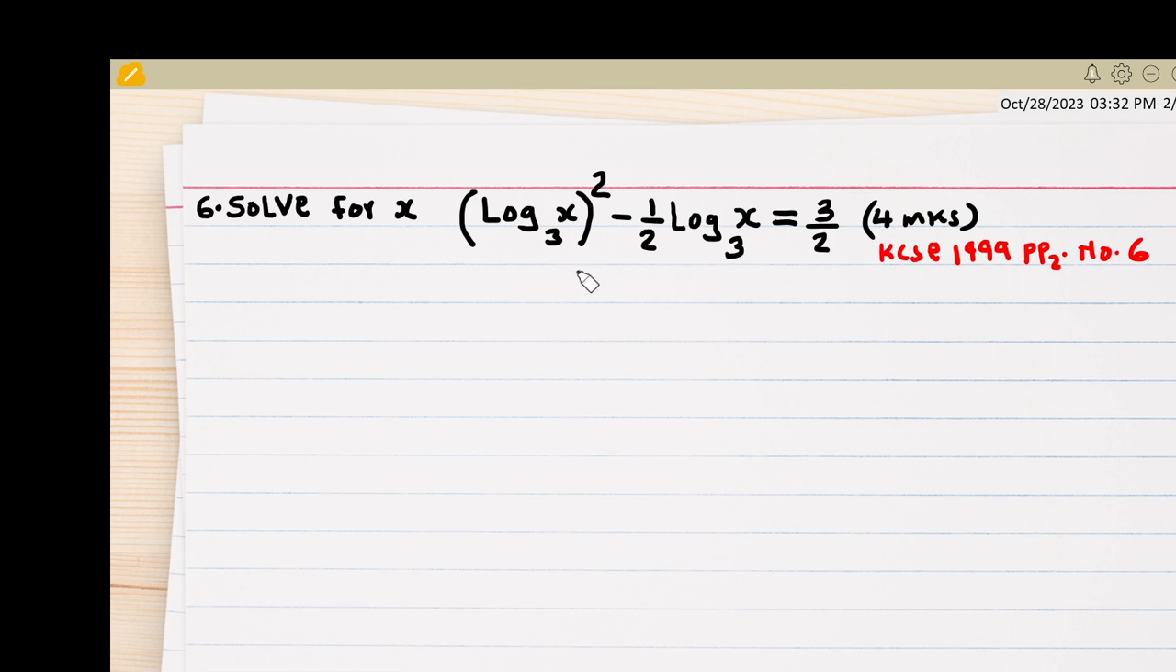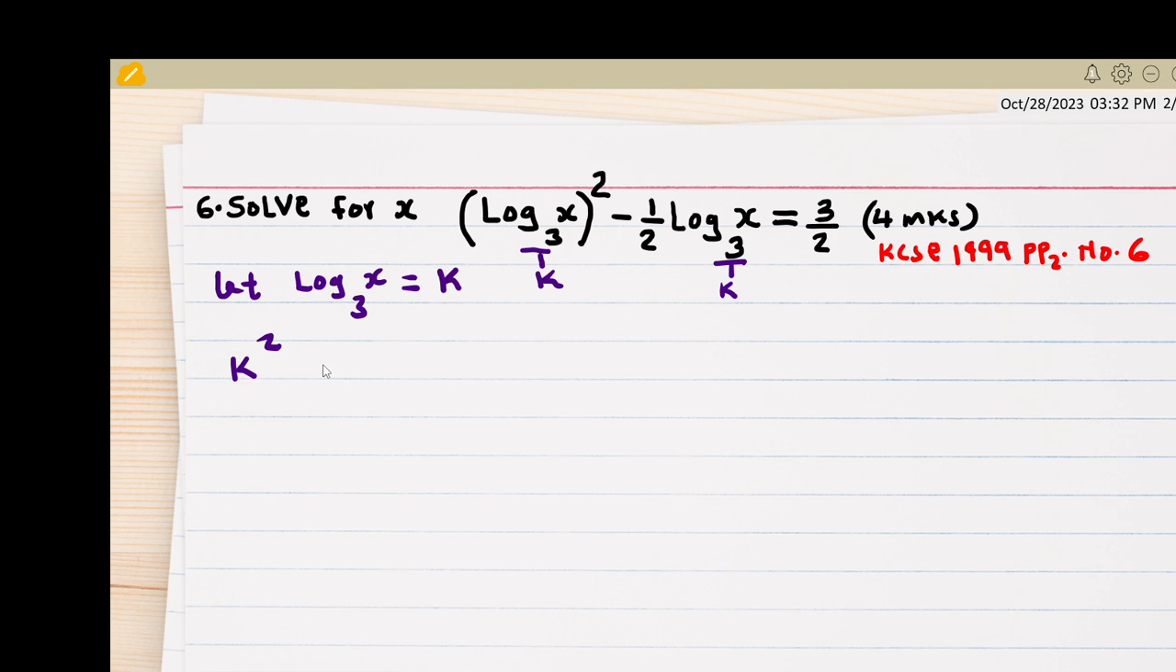If you look at this particular question, log to base 3 of x is common here and here. Therefore, I'm simply going to give it a letter. Let the log to base 3 of x be equal to a certain letter, maybe t or k. Let me use k in this particular case. So where I have log to base 3 of x, I'm going to substitute with k. I substitute here with k, and I also substitute here with k. So the equation will become k squared, because this was log to base 3 of x squared.